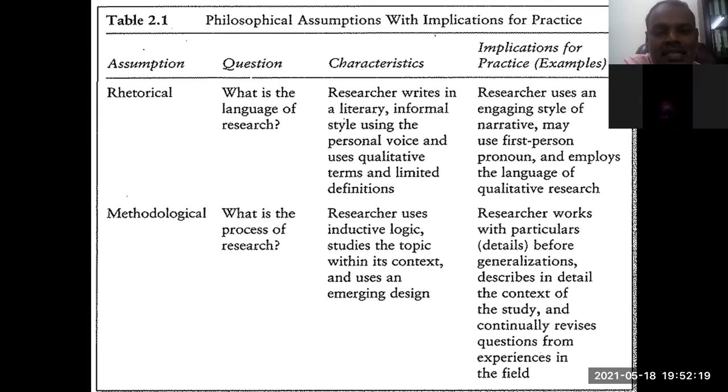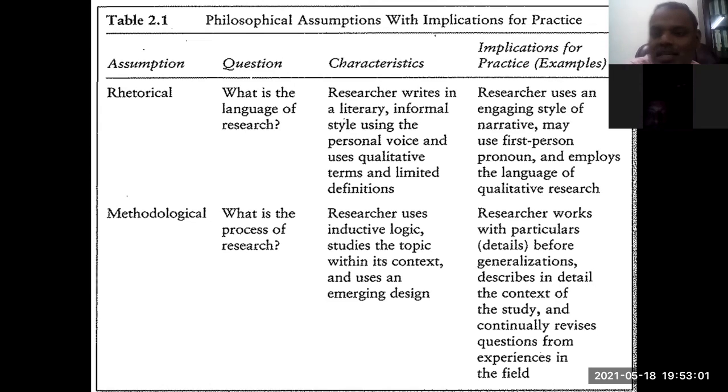Rhetorical. So what is the language the researcher is supposed to use? The researcher writes in a literary, informal style, using personal voice, and uses qualitative terms and limited definitions. He needs to use a basic literary, informal style of writing, then personal voice, and limit the definitions. You should bring more practical writing, not theoretical writing. You need to use simple language, language which is easily understandable.